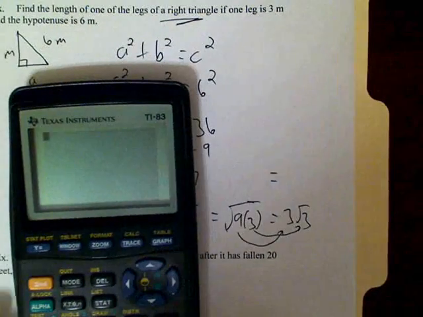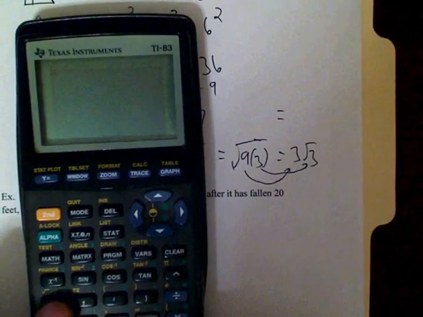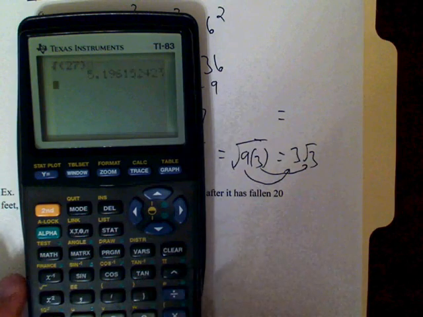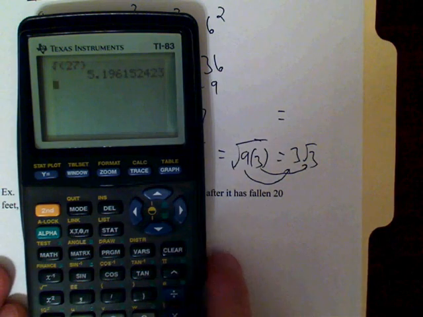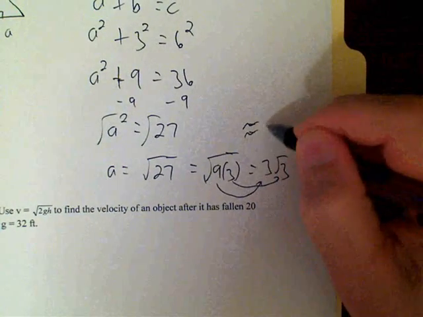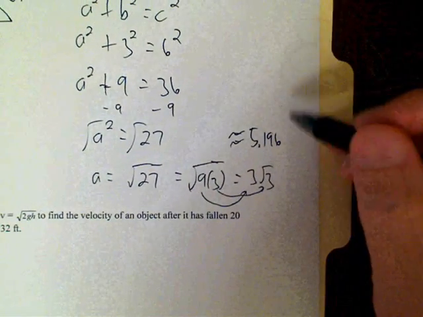I'm going to use the graphing calculator for this one. Second square root 27, enter. Let's go 3 places, 5.196. And so that's the approximation. And don't forget, meters.